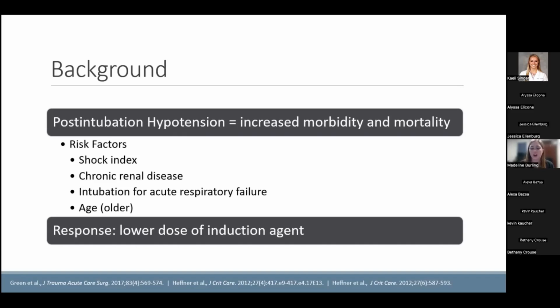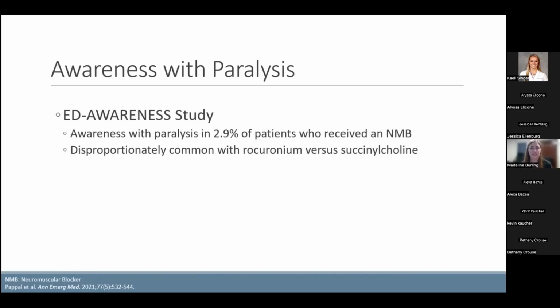But by decreasing our sedation, we end up with an increased risk for awareness with paralysis. We use paralytics or neuromuscular blockers in many intubations. Oftentimes the problem is that we don't properly sedate, and up to 3% of the time, patients who received a neuromuscular blocker are actually aware of what's happening to them under this paralysis. They know what's happening, they can feel pain, and they can even sometimes remember it. This is how this study looked at that. The ED awareness study did a lot of patient surveys and talked to people about whether they could remember certain pain or certain procedures happening while they were intubated.